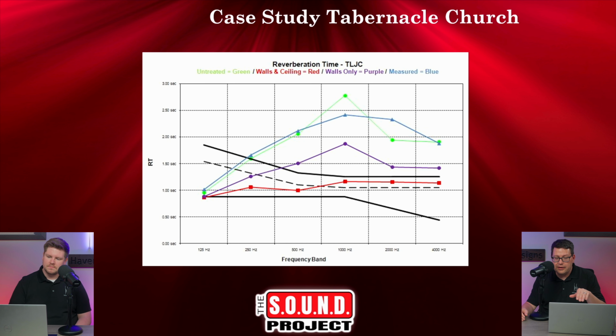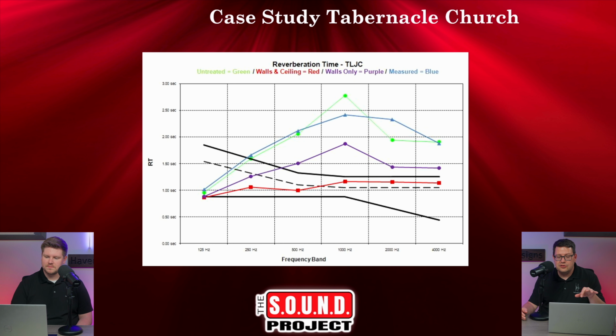The blue line is actually our measurements. I went there, I took a test loudspeaker, and I took measurements inside the room. And notice how well it follows the slope of that green acoustical model that we did. Especially at 125, 250, and 500 hertz, it's almost spot on.